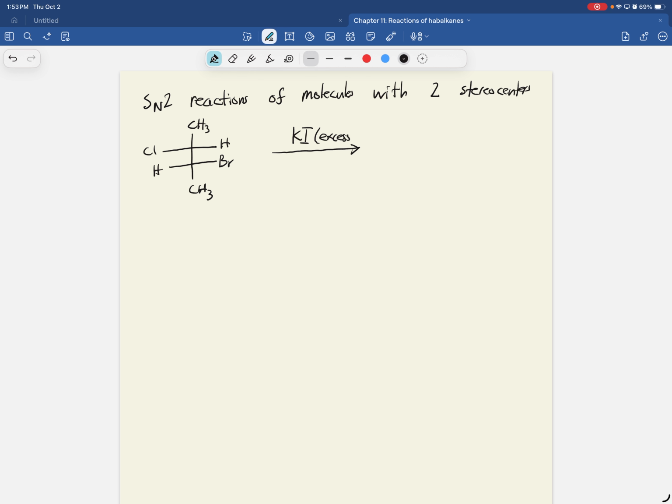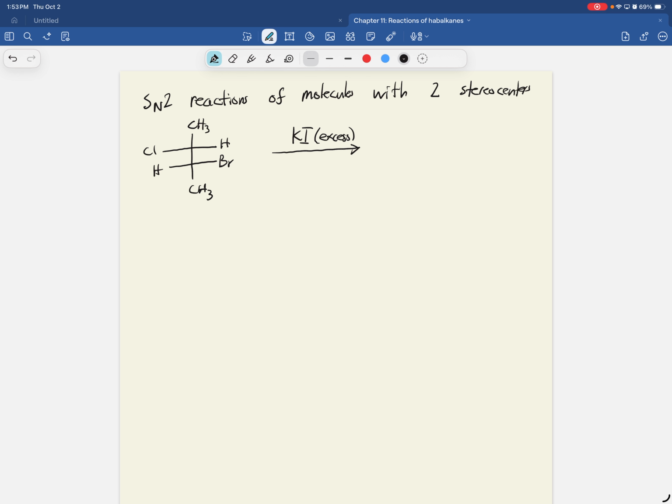All right, so sometimes on exams, you may see this phrase, excess. What does excess mean? More than you need. Yeah, more than a stoichiometric amount, so more than a 1-to-1 ratio, right? So for example, look at right here.